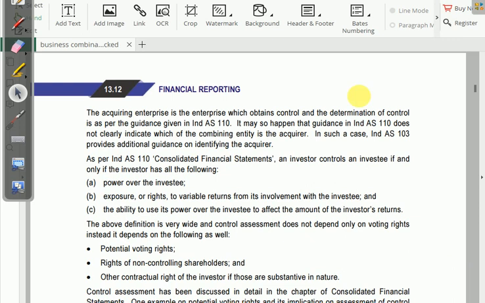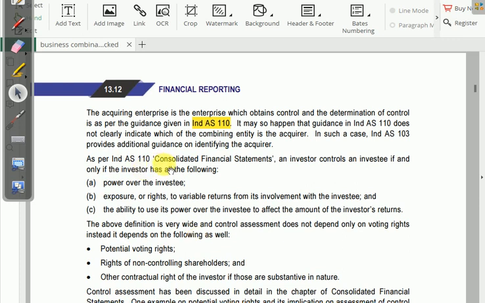अब हमको इसके लिए बिजनेस कॉम्बिनेशन के इंड एस के साथ साथ आपको कंसोलिडेटेड फाइनेंशियल स्टेटमेंट्स भी आना चाहिए, जिसके हिसाब से आपको कंट्रोल देखना है. It may so happen that the guidance of Ind AS 110 does not clearly indicate which of the combining entities is the acquirer. In such a case, Ind AS 103 provides additional guidance on identifying the acquirer.